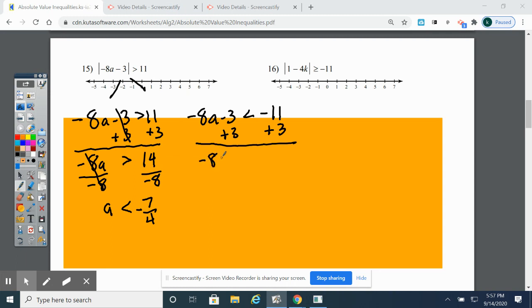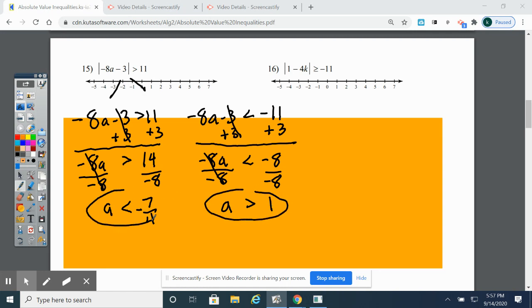Over here, the -8a comes down. The 3's cancel. Less than -11 plus 3 is -8. Now we divide by -8. Oop, there's that thing again. Dividing by a negative causes the arrow to switch directions. So now a is greater than, a is now the bully. Is going to get them back. Notice a is doing the pointing. Negative and negative gives me positive. 8 divided by 8 is 1. So here's our solutions. We got to now graph it.